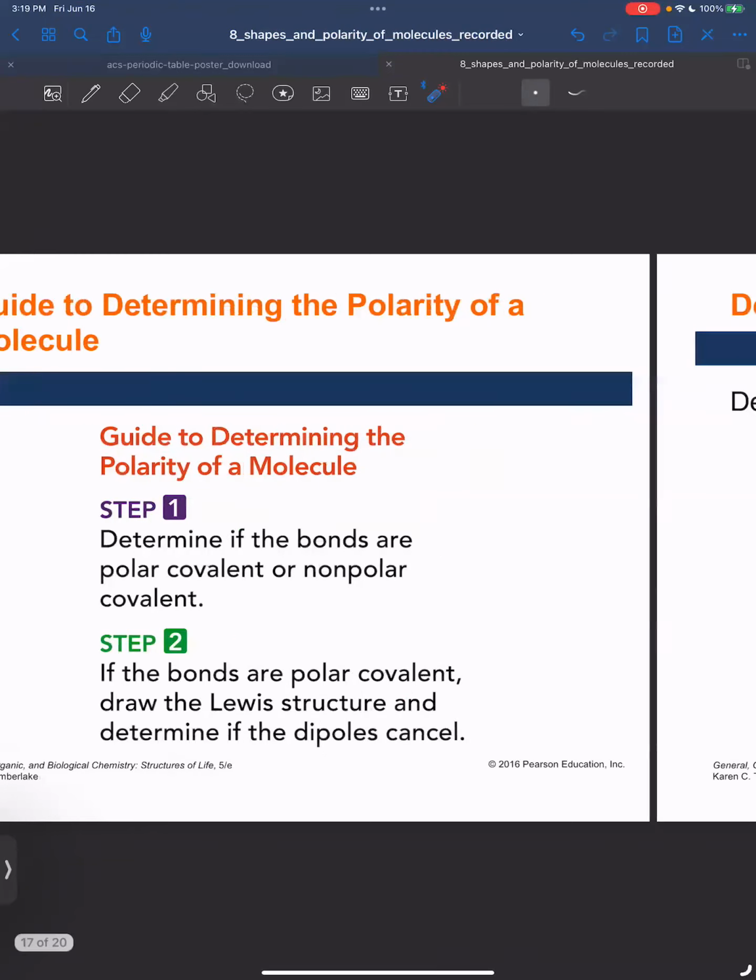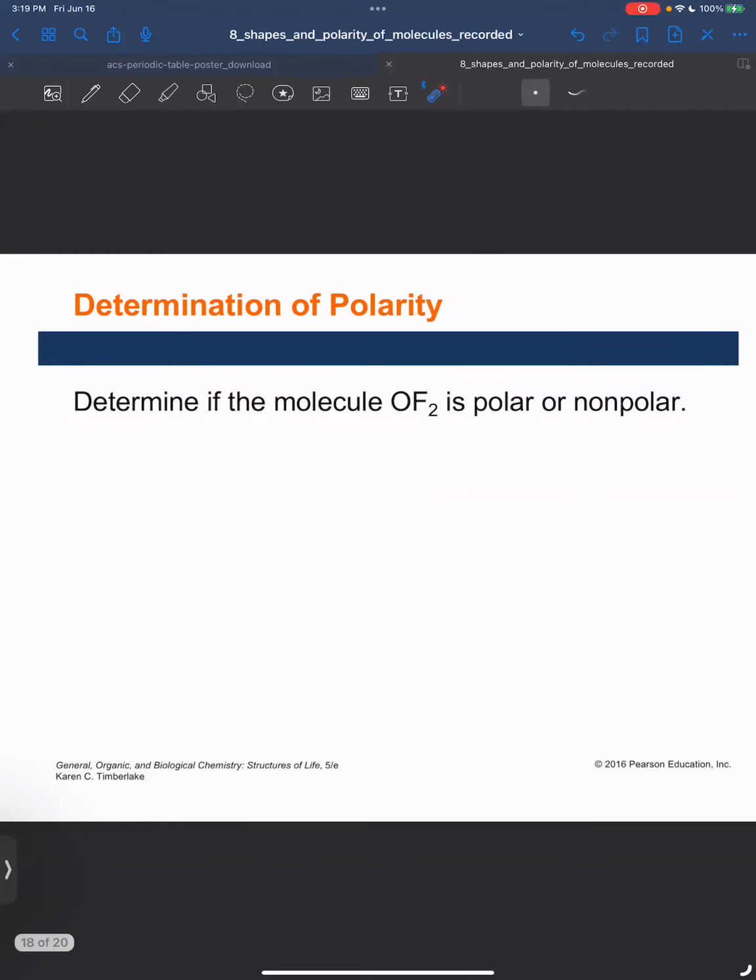Let's do an example together. So let's determine if the molecule oxygen difluoride is polar or non-polar. So the first step we've got to do is determine its Lewis structure. So oxygen gives us 6 valence electrons, fluorine gives us 7. So we have 20 valence electrons total.